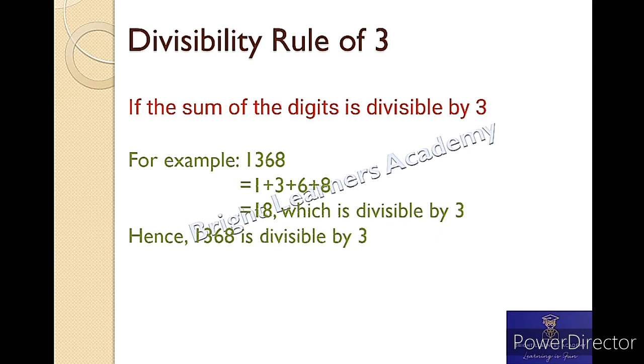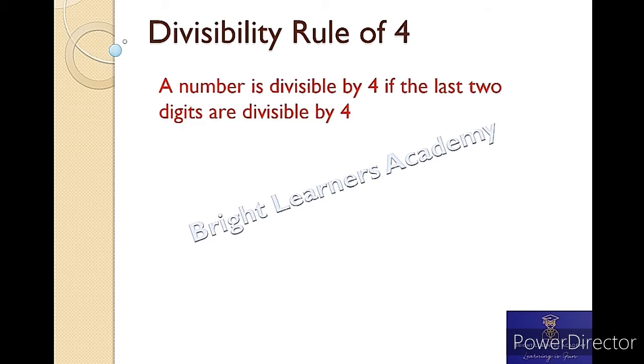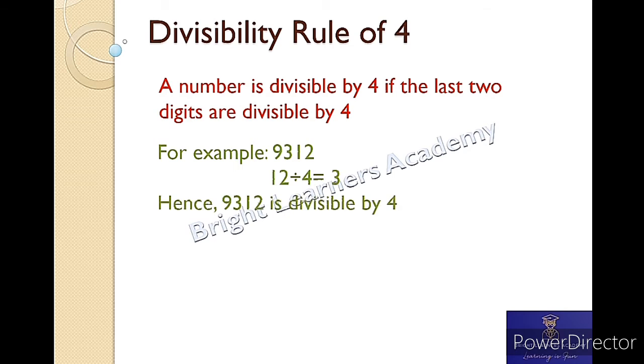Now let's discuss the divisibility rule of 4. The divisibility rule of 4 says that a number is divisible by 4 if the last two digits are divisible by 4. So it means we have to focus only on the last two digits. Okay, let's see how. For example, 9312. We focus only on the last two digits, that is 12. We divide this 12 by 4, and we got 3. So it means 9312 is also divisible by 4.